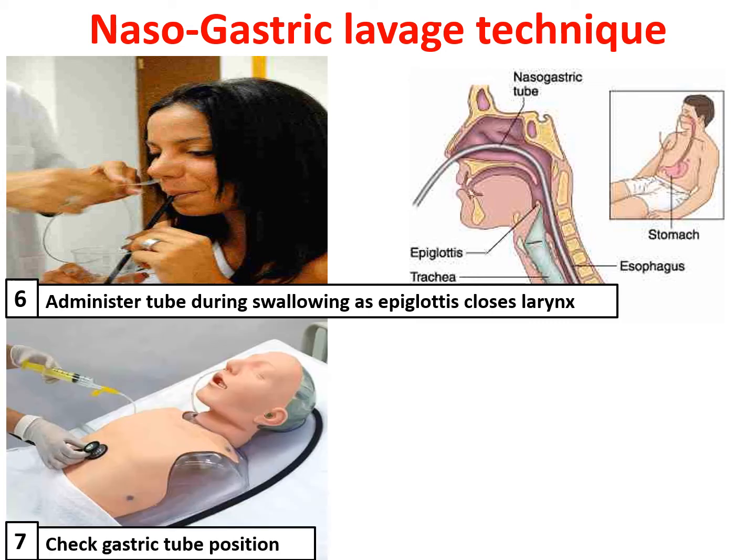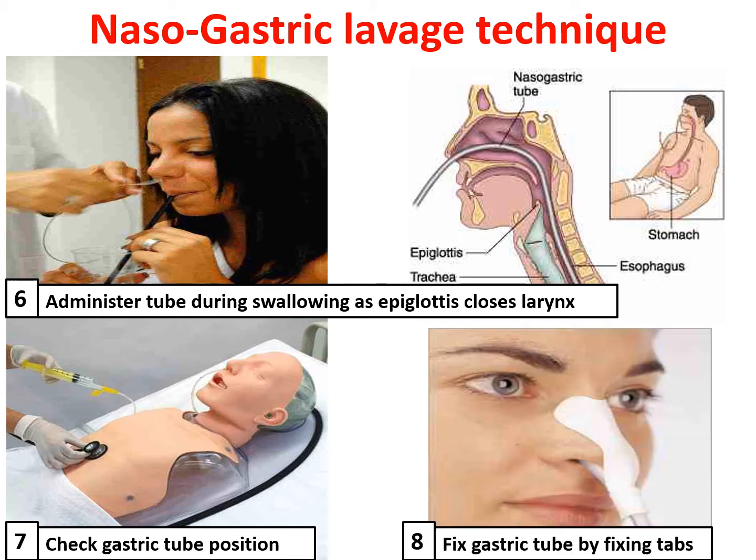Don't do gastric lavage immediately after administration of the tube, but you have to check that the gastric tube is in its right position. Be sure first that the tube is in the stomach. Then fix the gastric tube by fixing tapes and start gastric lavage.